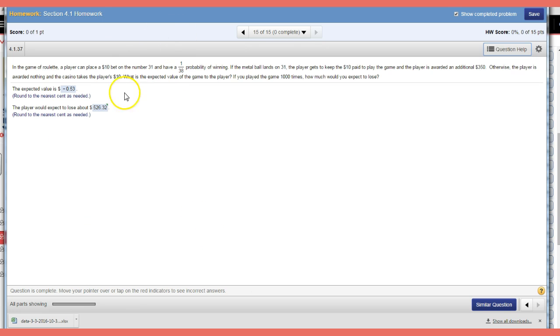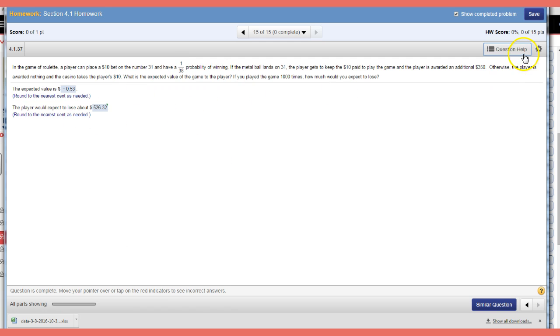All right, in this problem, if you place a bet of $10 and you win, you get $350. And if you don't win, you lose your $10. Probability of winning is 1/38. So probability of losing is simply 37/38. Now let's go ahead and do this using StatCrunch.